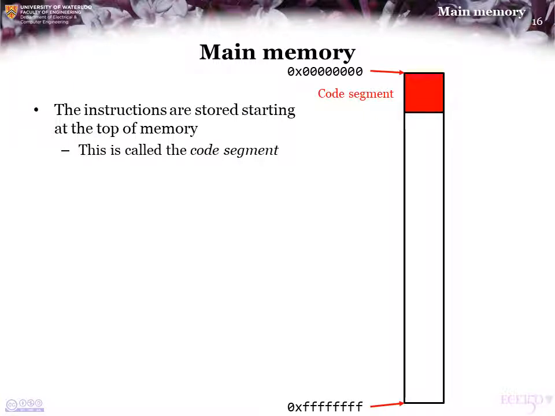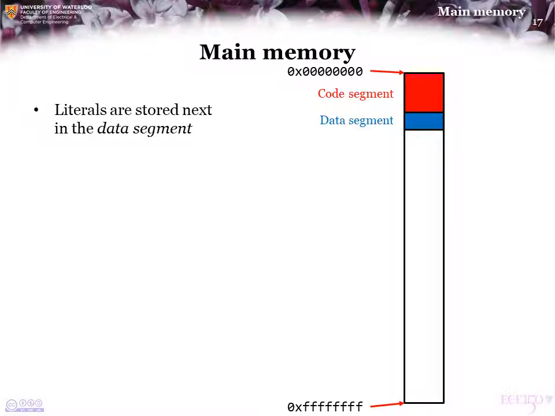Now, when you start executing a program, the instructions are loaded at the top of memory. And so this is called the code segment. You will learn more about this in your course on digital computers. But that is where the instructions will be stored and accessed from. Next, any literals or constants will be stored in the data segment. And so if you have a string or the value of pi stored somewhere in your program, those constants will be stored in the data segment.